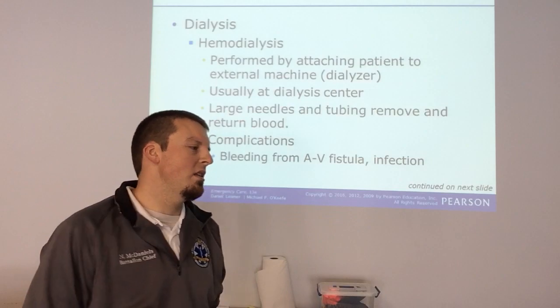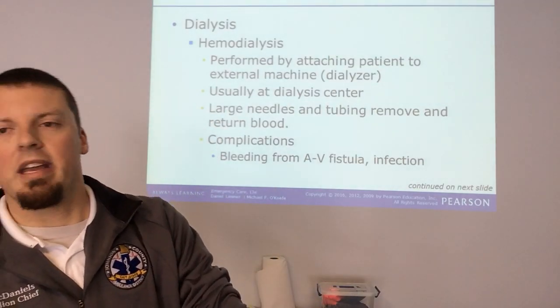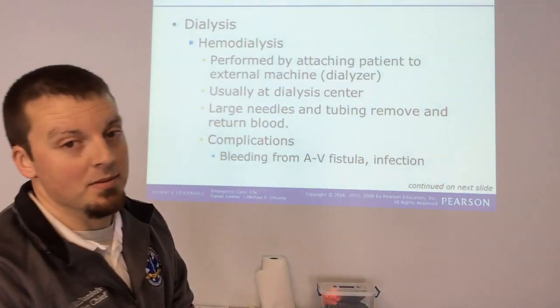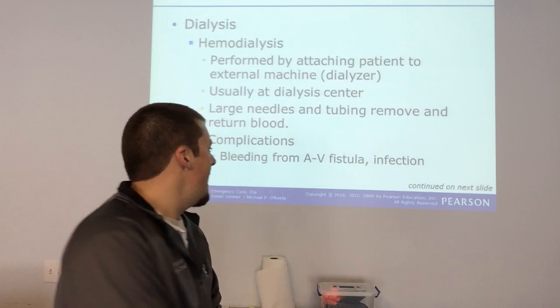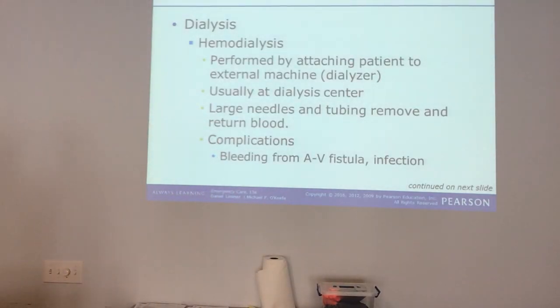And so when they do that, you can't take a blood pressure in that arm. So they may tell you, hey, no, I got an AV fistula. I can't take a blood pressure over here. So just be aware of that. We're not supposed to start IVs in that arm either. And these ports are really important for them because it allows them to live. So we got to take good care of them, okay?